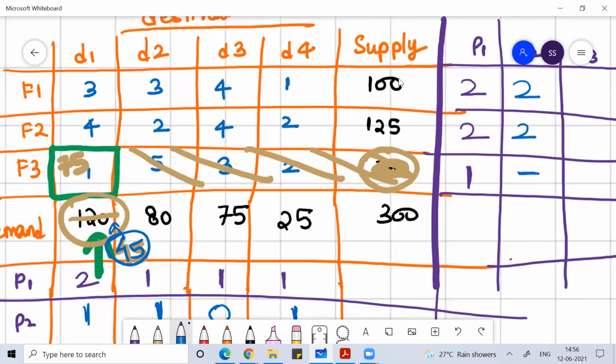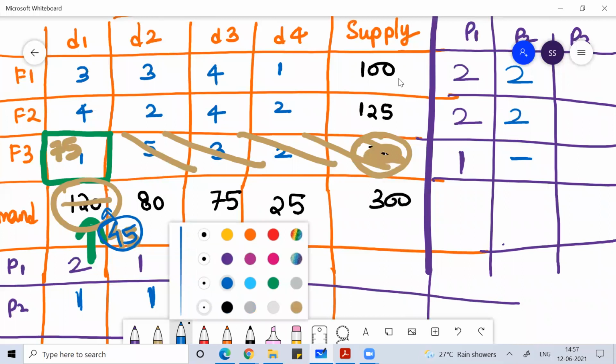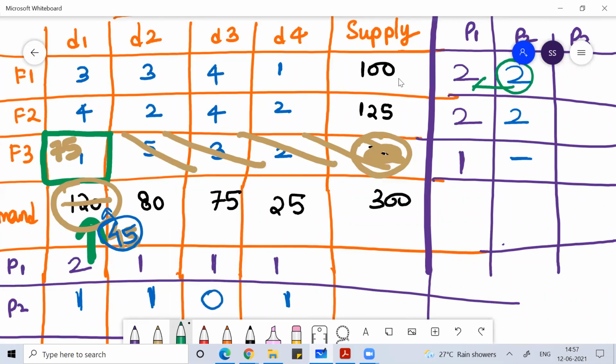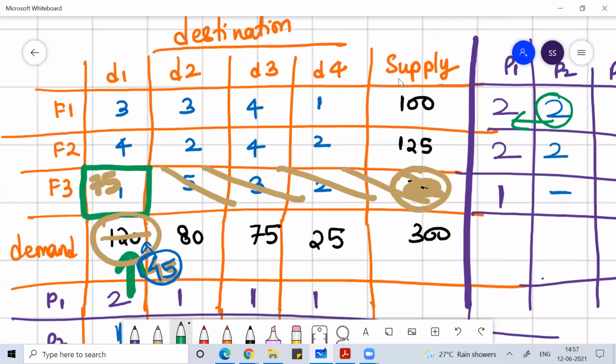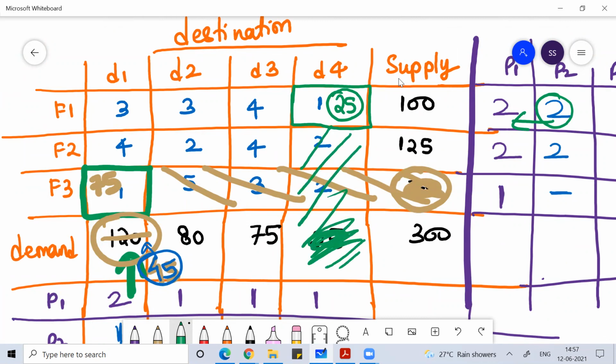Now you understood this, right? Now you see the second penalty, the largest value is 2. So first row, second row; out of these you can choose any row. Suppose I choose this one. In that row, which is the smallest value? The smallest value is 1. So do the allocation on that. Put 25 here, so 25 is done. Now this 100 will become 75.